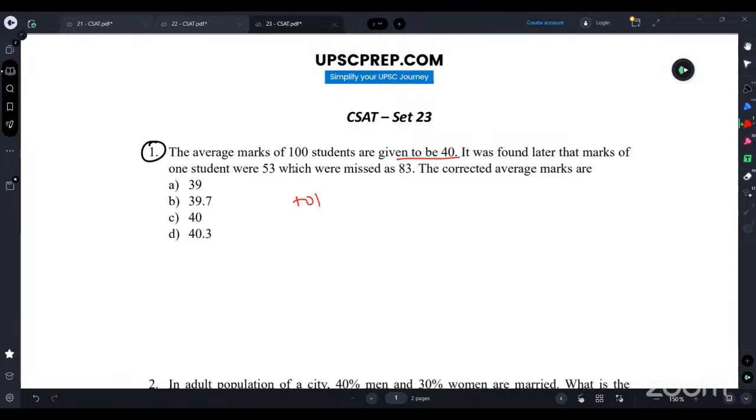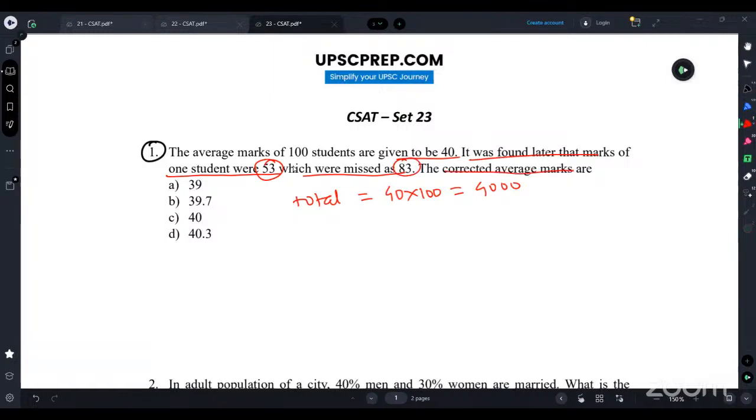So what will be the total in that case, guys? Total will be 40 into 100. How much total marks they have got together? It will be 4,000, right? It was found that the marks of one student were 53, which were misread as 83. So instead of counting 53, they counted 83 marks for one student.